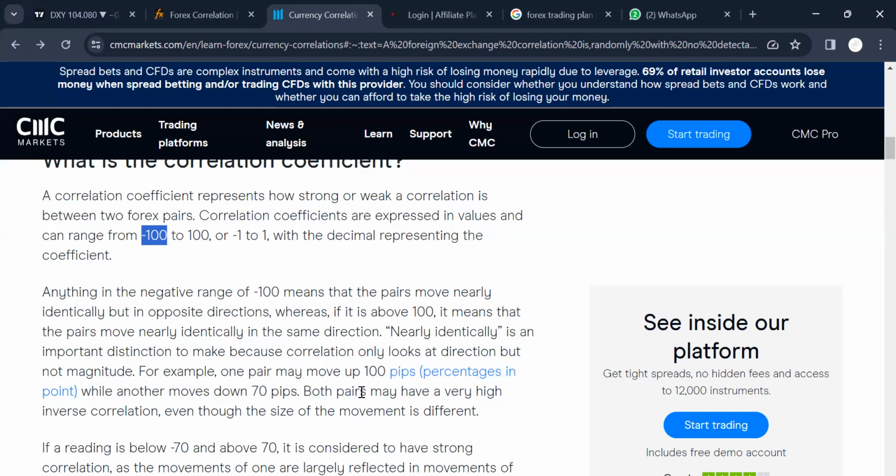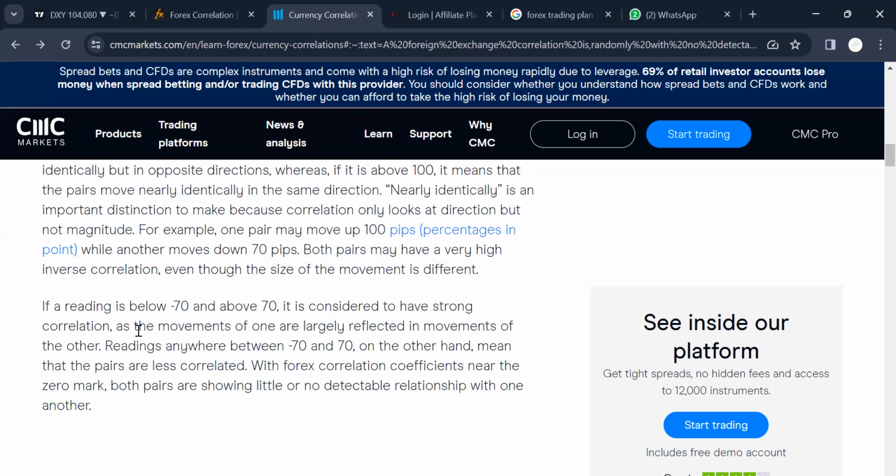Now, for example, one pair may move up 100 pips. You understand? 100 pips. Pips means percentages in point, while another moves down 70 pips. So both pairs may have a high inverse correlation, even though the size of the movement is different. You understand? So if any reading is below -70 or above 70, it is considered to have a strong correlation, as the movement of one pair is largely reflected in the movement of the other. You understand? Don't worry, I'll show you the chart, then you understand whatever is going on.